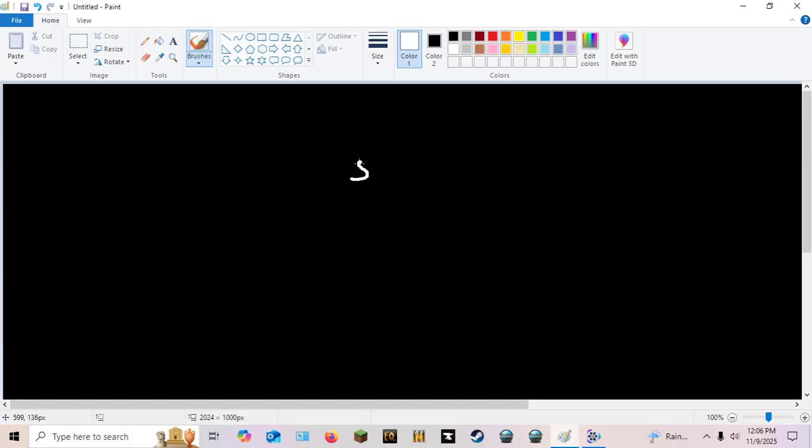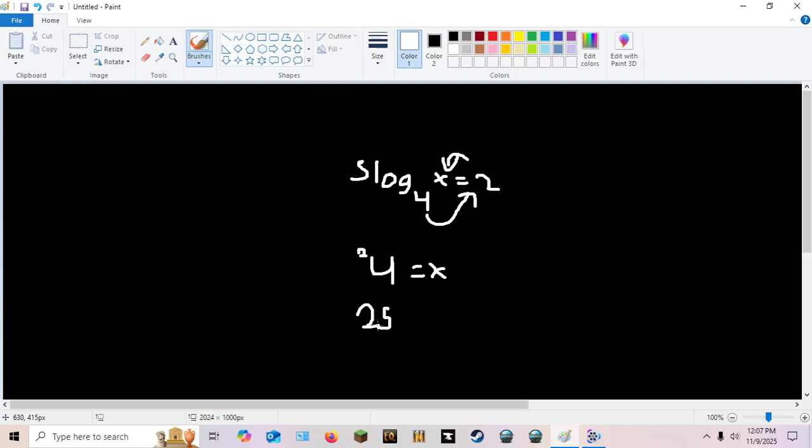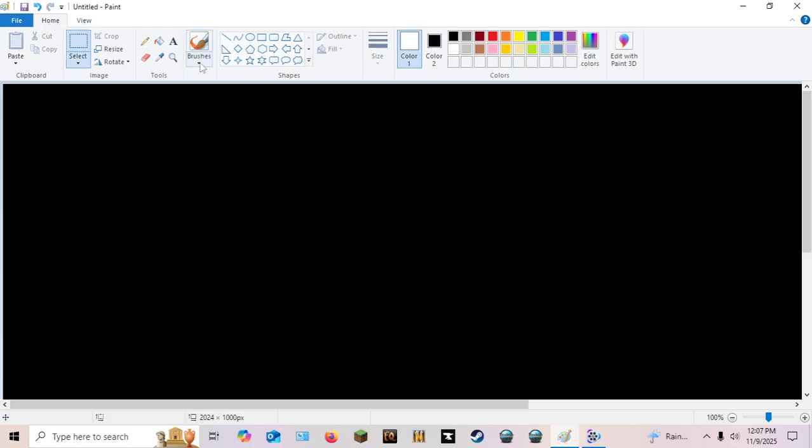Let's do another one. The super logarithm base 4 of x is equal to 2. I need to convert it to tetrational form. 4 tetrated to 2 is x. Now, I know that 4 tetrated to 2 is 256 because 4 raised to the 4th power is 256.